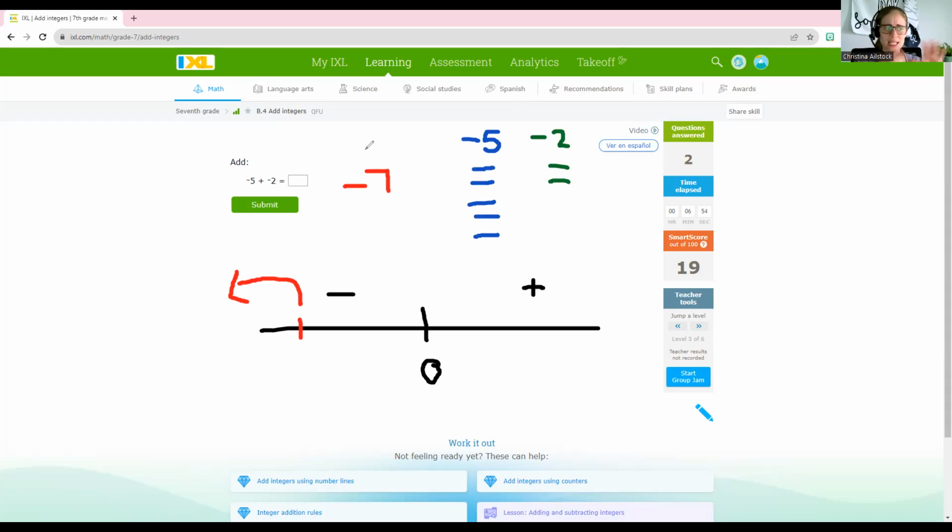So hopefully you find that one of these ways, whether it's the rules, the counters, or the number line, can help you start to make sense of adding positive and negative numbers.